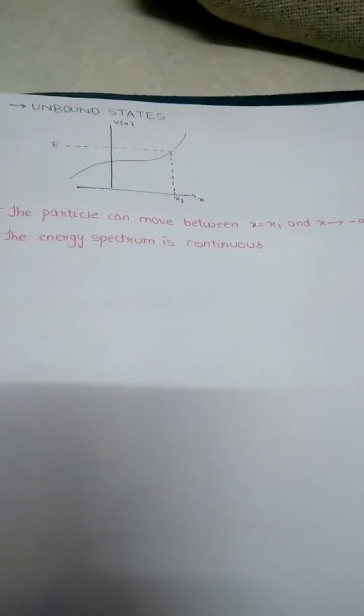Unbound states. As can be seen in the figure, the particle with energy E is bound in one direction and unbound in the other. That is, the particle can move between x equals x1 and x approaching minus infinity, and the energy spectrum is continuous.